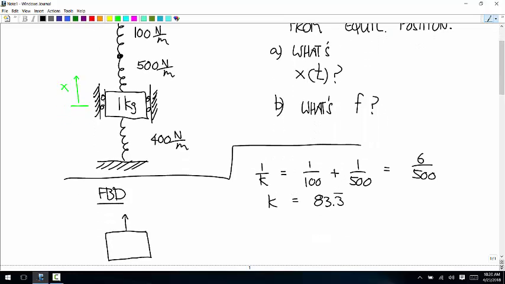And then the force that the top spring applies has a magnitude of 83.3 repeating times x. And now let's think about the direction. If you move that thing in a positive x direction, the force is going to be downward. So this has to be negative. I'm just trying to figure out the relationship, so I always draw my arrow in a tension direction and then put the sign.